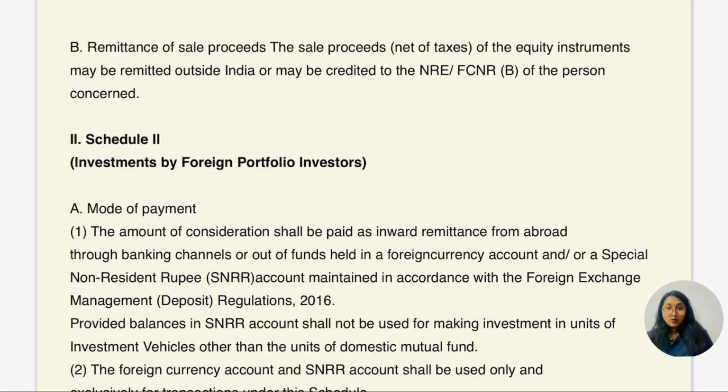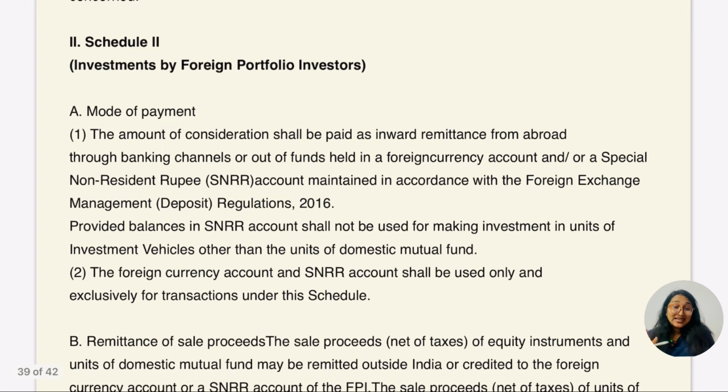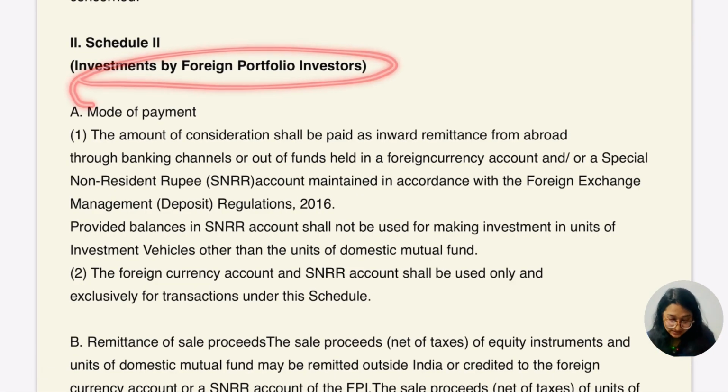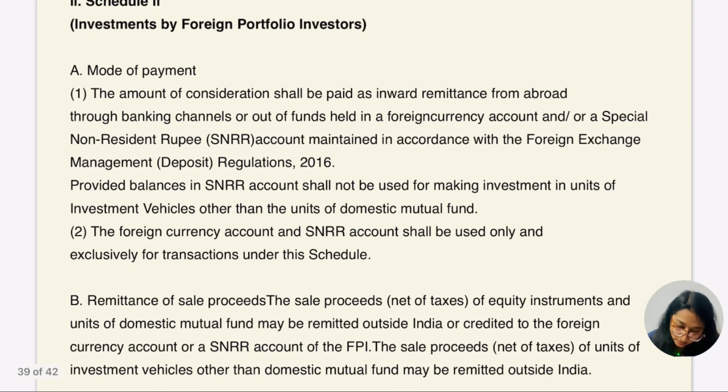Okay, so here what you have to do, the simple बात बोल देती हूँ, tax is to be paid to the government. So what are they saying? The sale proceeds net of the tax. That's what they have written here. So the remaining amount is going to be transferred to the concerned person's account. ठीक है जी, हाँ जी. Let's go for Schedule 2, which is about the investment by the foreign portfolio investors. So again the mode is going to be what? Let me highlight.